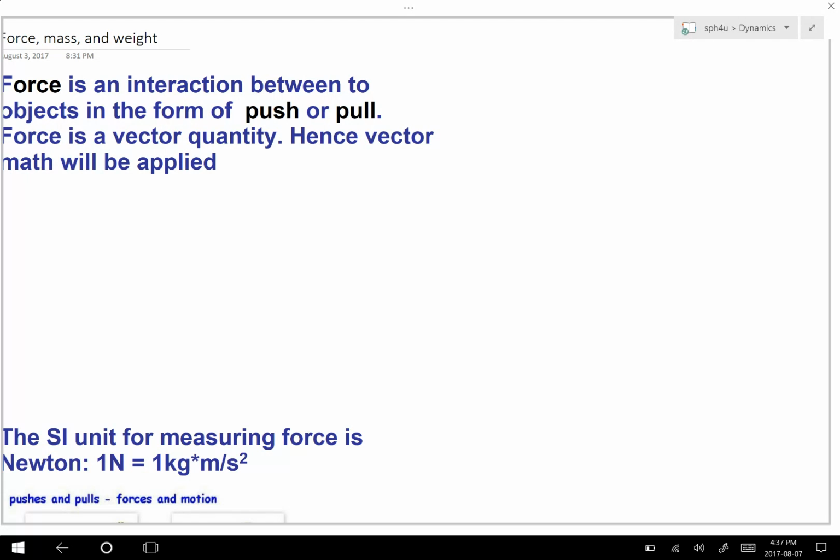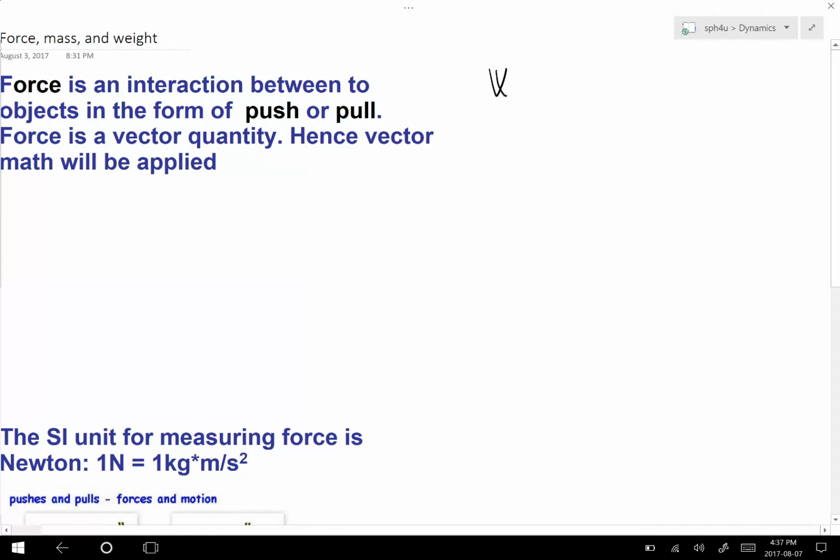So dynamics deals with answering the question, why do objects move the way they do? So the question is, why do objects move the way they do?